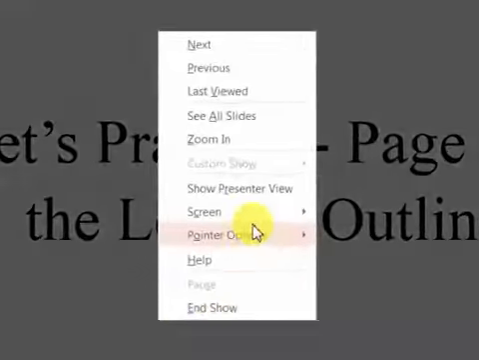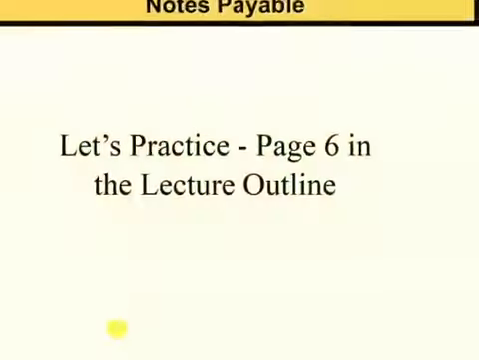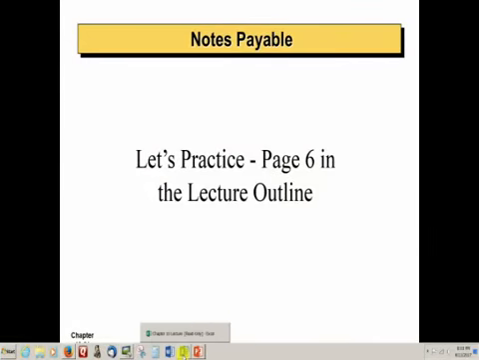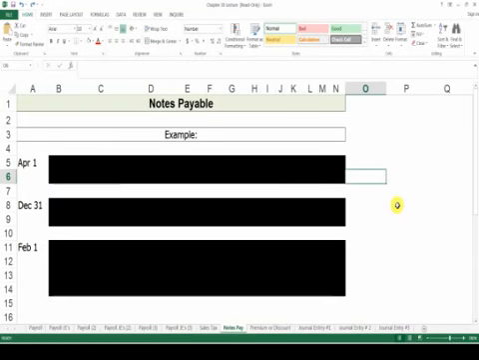Let's look at two examples in our lecture outline. The first example is for HP. They borrow on April 1st $100,000 payable on February 1st at 9% interest. So this is within a 1 year period. It is going to be a current liability.